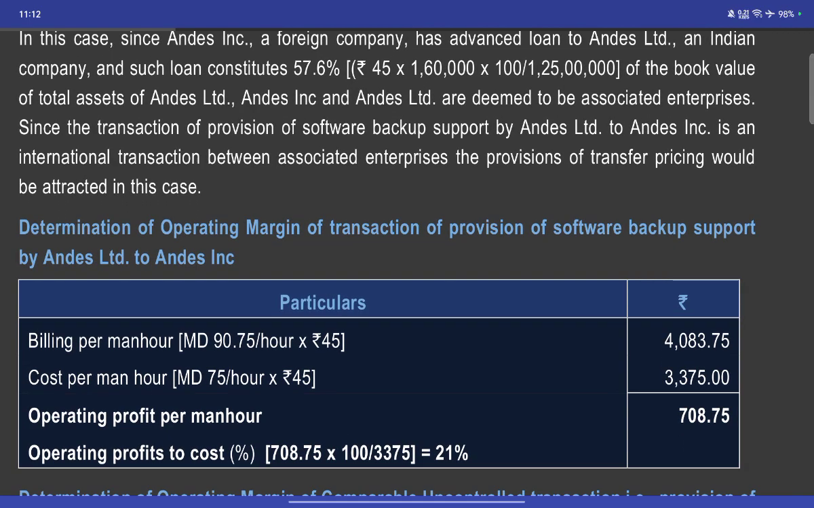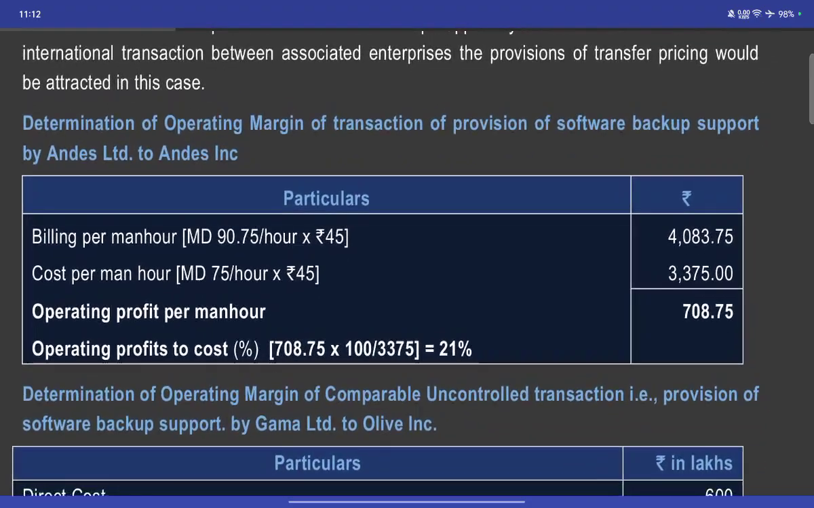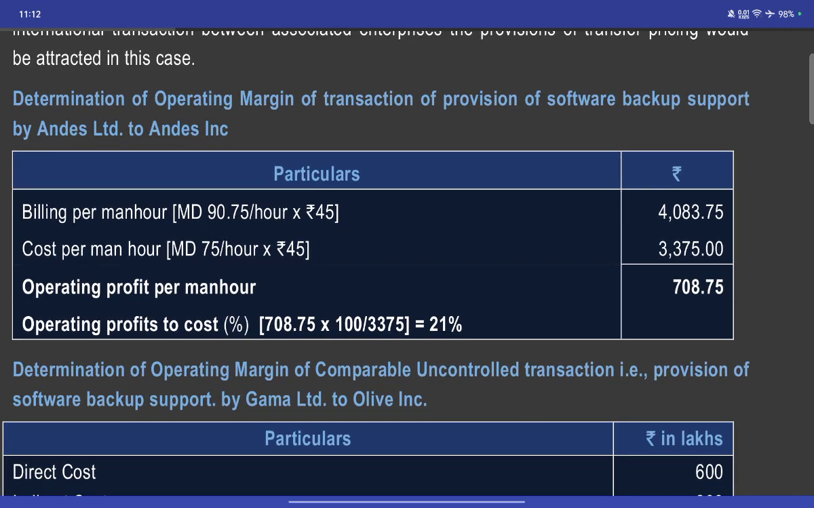Such a transaction provides software backup support to Andy's Limited and is an international transaction between associated enterprises, and transfer pricing provisions would be attracted in the case. Determination of the operating margin of the transaction, provision of software backup support by Andy's Limited and Andy's INC.